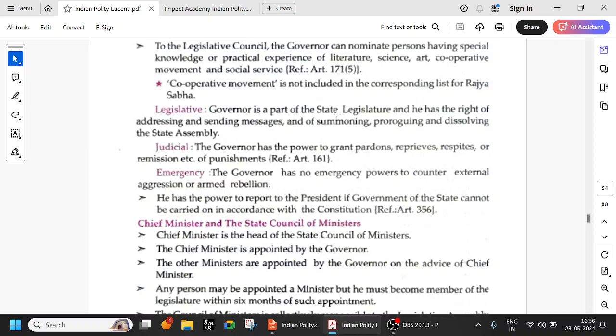And president is a part of the parliament. So governor is a part of the state legislature. So this can confuse you in the exam. Okay, so suddenly they might say that governor is not a part of the state legislature.